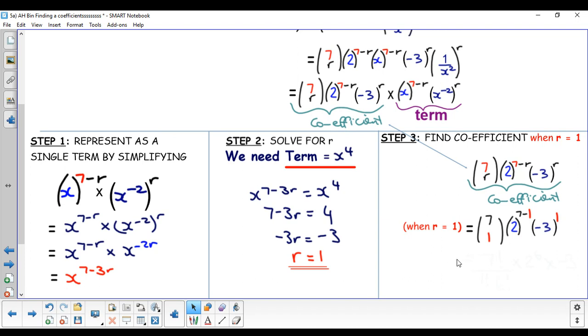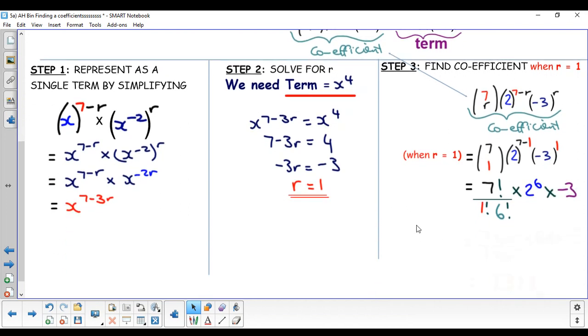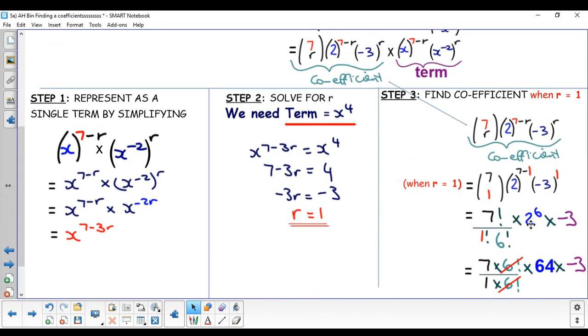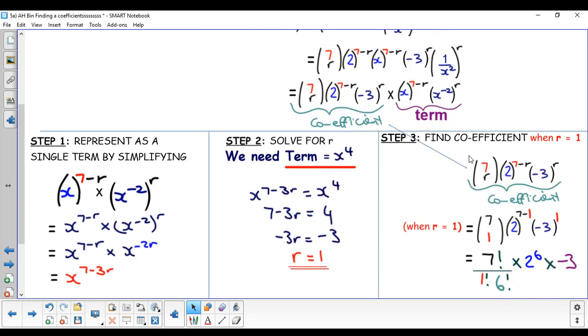7 factorial over 1 factorial, and the difference is 6 factorial times 2 to the 6 times minus 3. You don't need the power of 1 there. So that's 7 times 6 factorial over 1 times 6 factorial times 64 times minus 3. Notice they cancel and you get your answer. It's the exact same as the one before. You might feel this is awful long just now, but I'm just really breaking it down for you, okay?